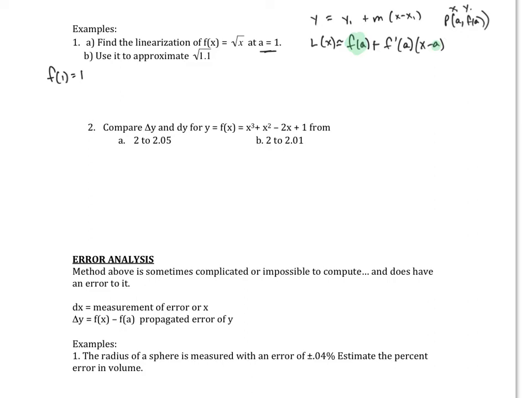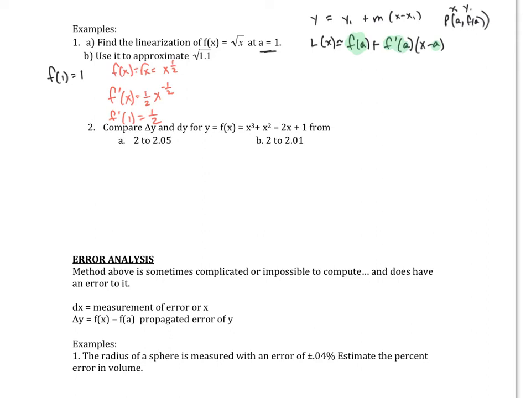So let's take the derivative of our function. I have f of x equaling the square root of x, which is x to the 1/2. So f prime of x will be 1/2 x to the negative 1/2. That means f prime of 1 will come out to be 1/2. So now I have the next piece of my puzzle, and I can put all of this in and solve.